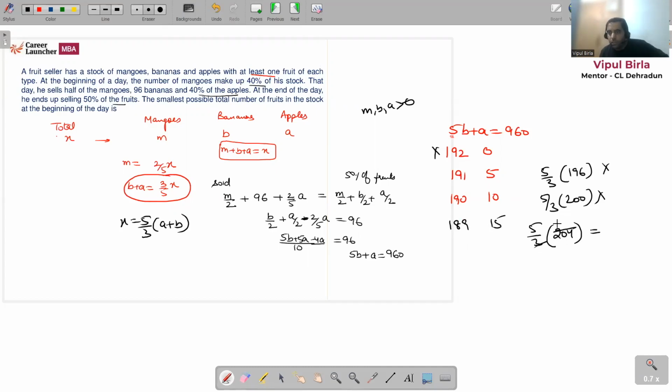So 3 6s are 18, 3 8s are 24, so 68. 5 into 68 is 340. So that means the smallest possible value of the fruit is going to be 340. Right, so that's how we can solve and get the answer to this question.